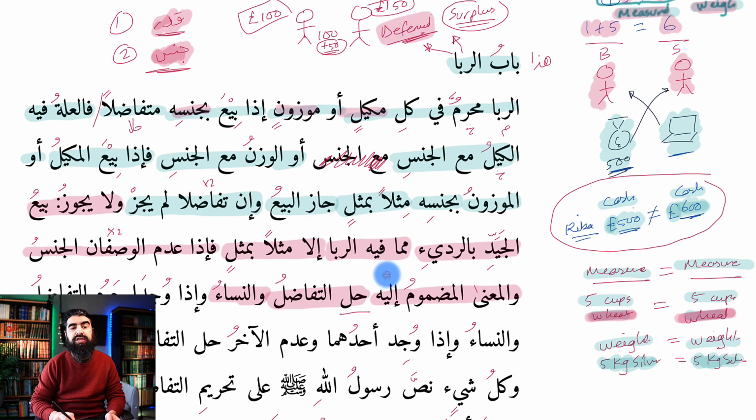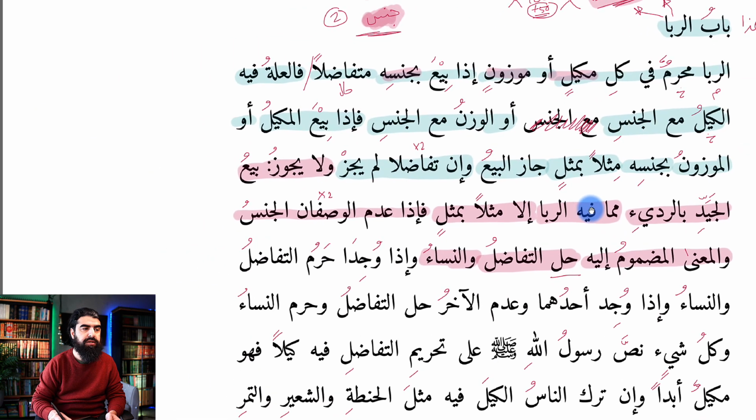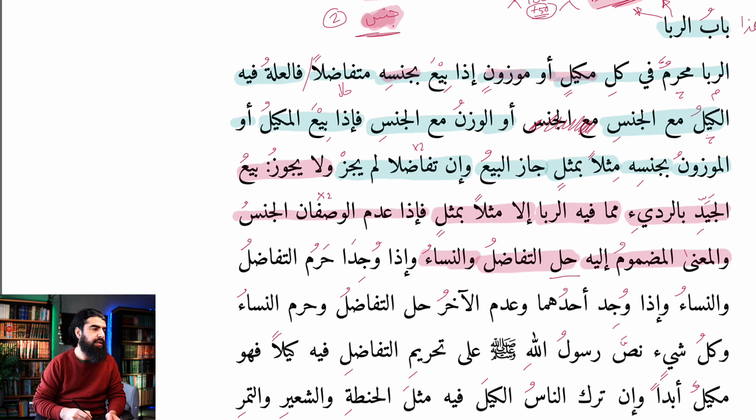Deferred payments are not allowed in these transactions, meaning both items have to be handed over in the gathering at the same time, right? So how does that work? Let's have a look. Let's say there's this guy, called the buyer, Mr. B, and this is Mr. S, seller. They both are selling 10 cups of dates. They used to sell dates in cups in the olden days. 10 cups of dates for 10 cups of dates.